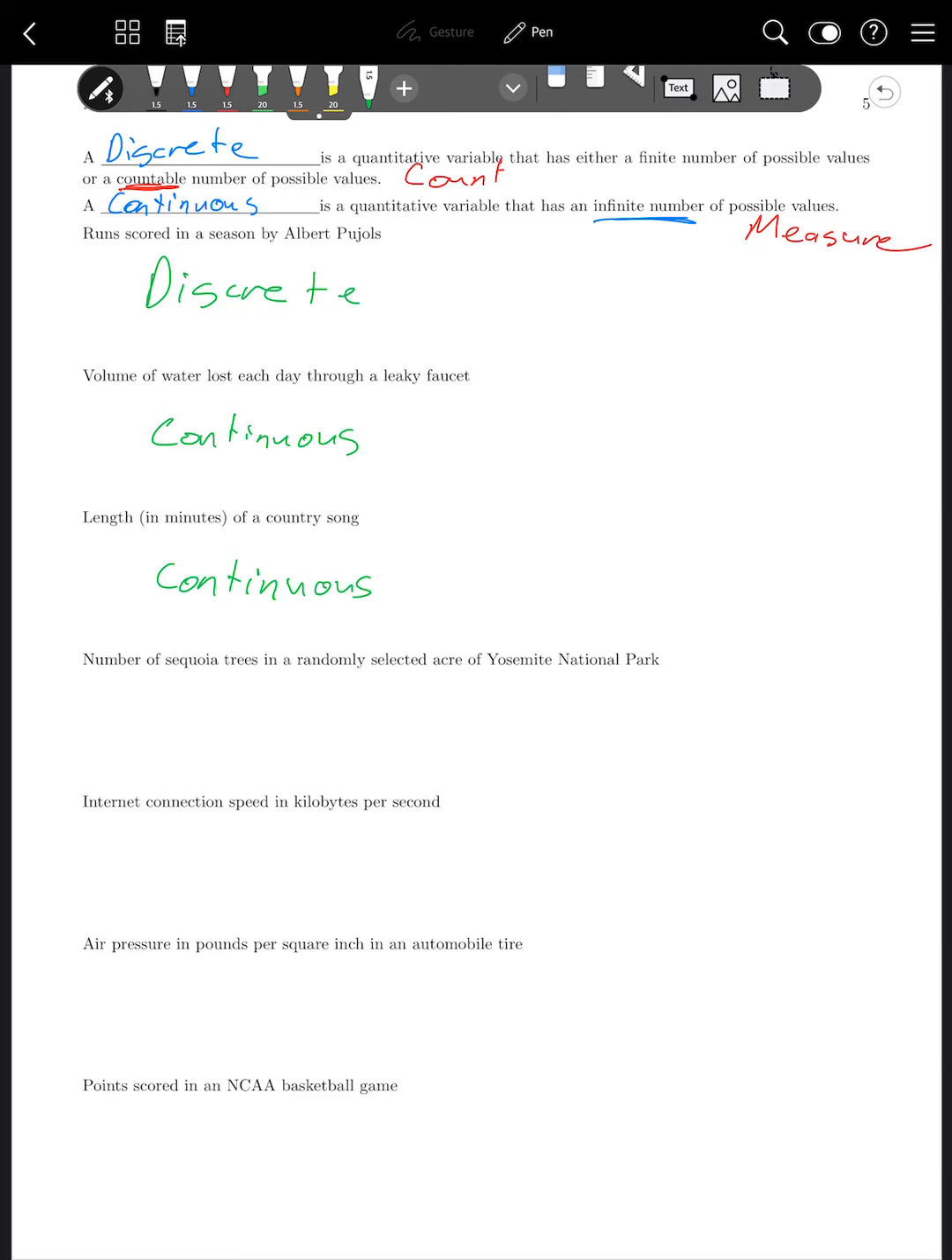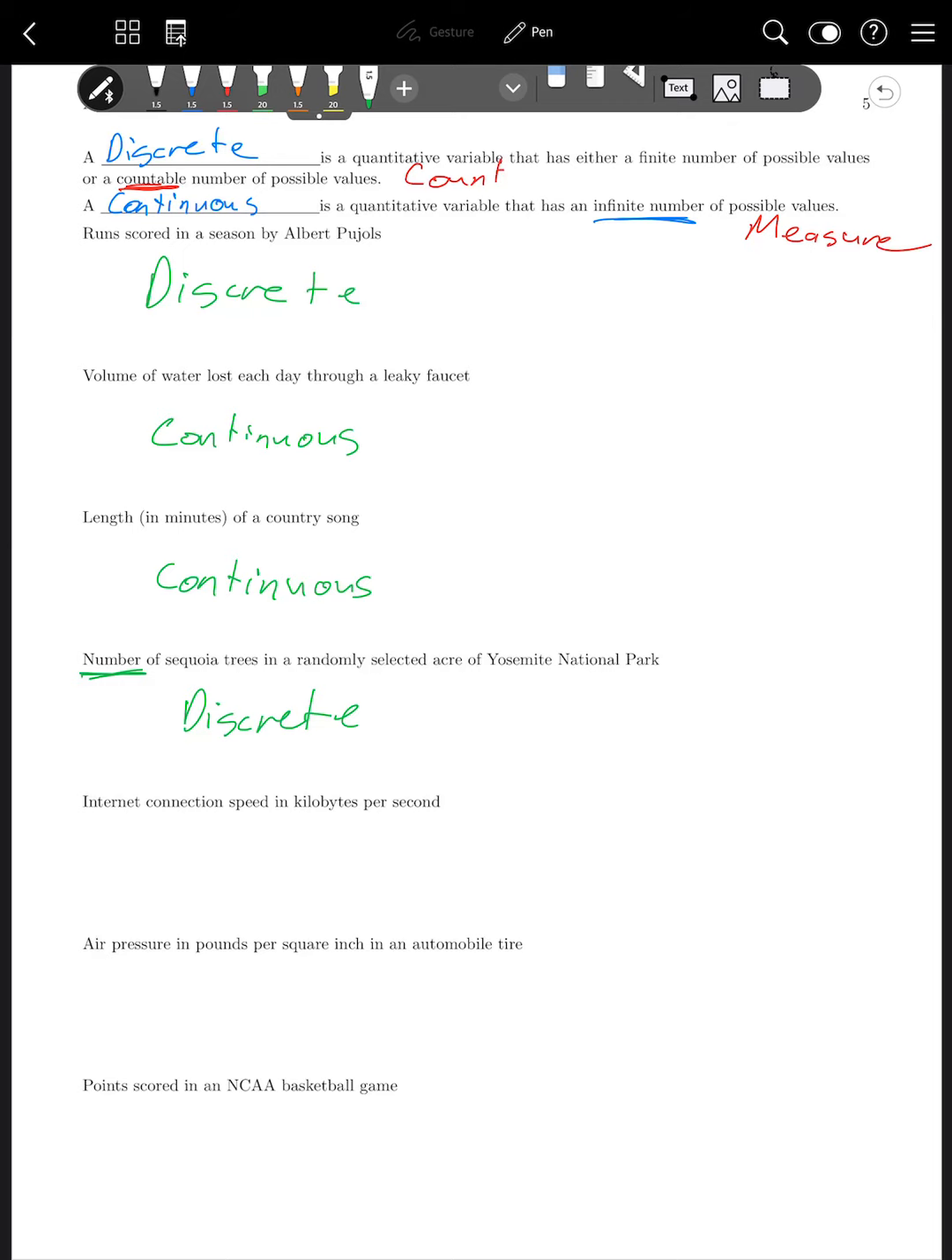Okay. Now you've had a chance to try those. Let's go through them together. So the number of sequoia trees in a randomly selected acre of Yosemite National Park. The word number means to count, so that's going to be discrete. Right? Anytime we have the word number, either implied or written out, that's most likely going to be discrete.